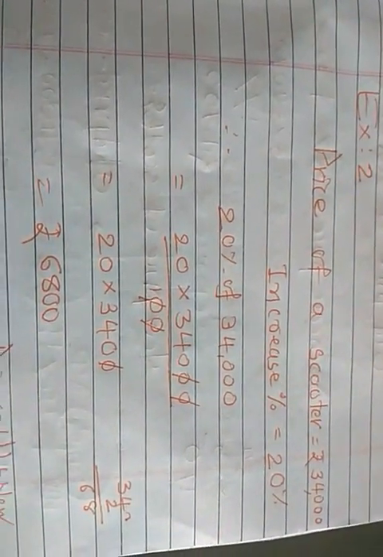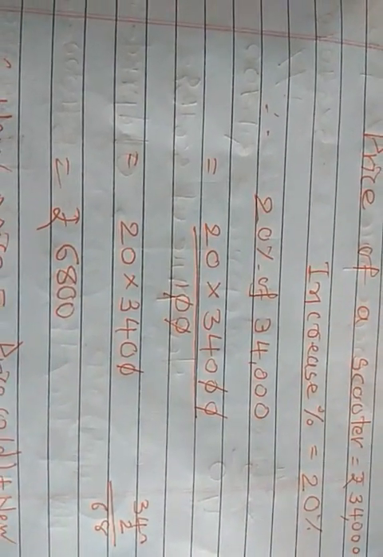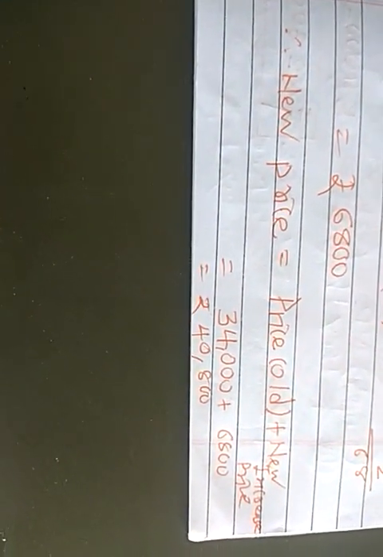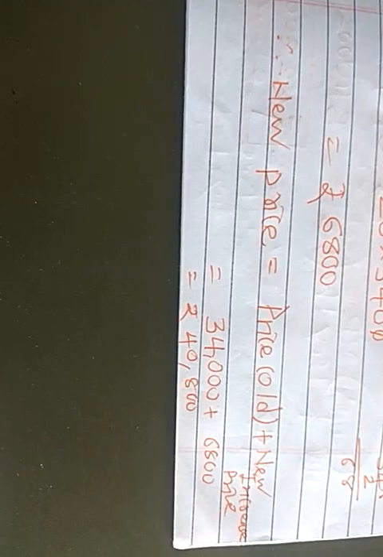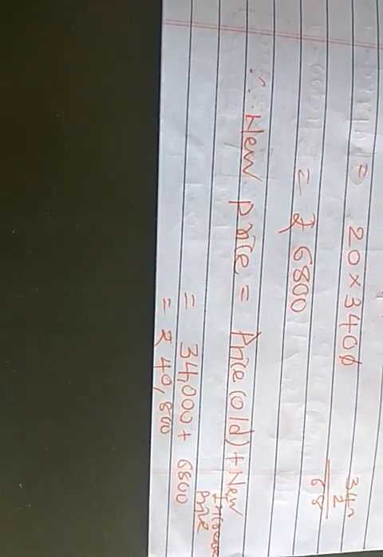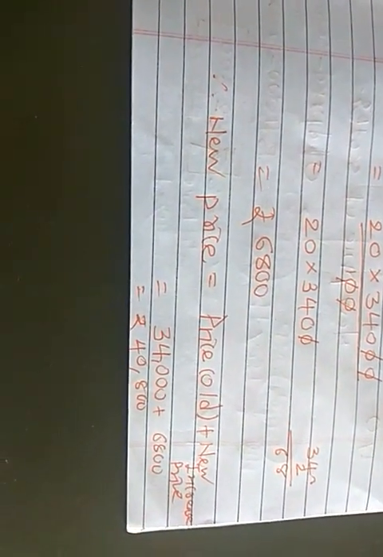So our increase is 6,800 rupees. Now the new price is equal to the price of the old scooter plus the increase. So our scooter price is 34,000 rupees and the increase is 6,800 rupees. When you add them, you will get 40,800 rupees. So the new price of the scooter will be 40,800 rupees.